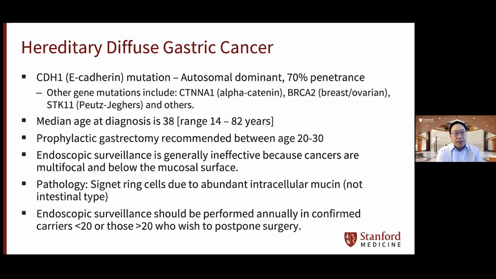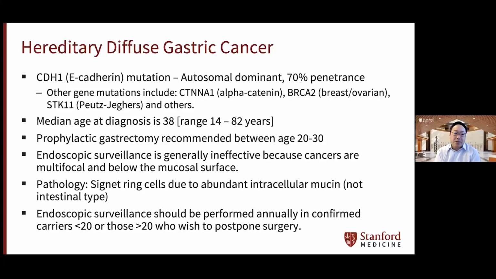With the pathology, there might be a question that's related to the pathology. These are often signet ring cell types due to abundant intracellular mucin, and it is not the intestinal type. So there are a few different types of gastric cancers, but hereditary diffuse gastric cancer and intestinal type gastric cancer are different entities. And so if there's intestinal type histology, it is not hereditary diffuse gastric cancer.